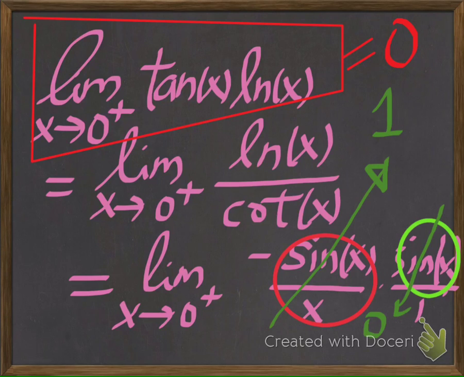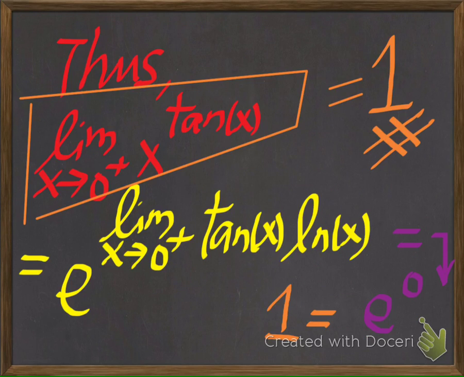Remember, this is the power or the index of the exponential. Therefore the final answer for the limit of x raised to the power tangent x as x approaches 0 from the right is equal to e power 0, and e power 0 itself gives 1, and therefore the final answer is 1. Do you understand?